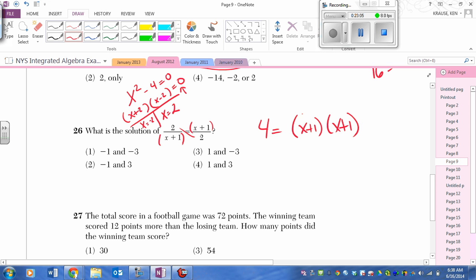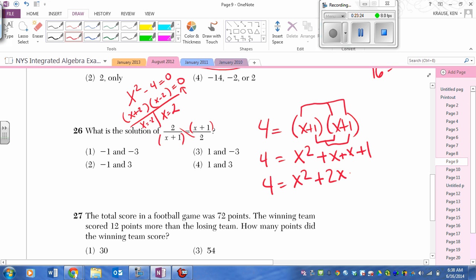Alright, so we're going to double distribute this, x times both of these, so that's x squared plus x, and then 1 times x is x, and then 1 times 1 is plus 1. So 4 equals x squared plus 2x plus 1. Subtract the 4 from both sides, I get x squared plus 2x minus 3, and then this is just equal to 0.